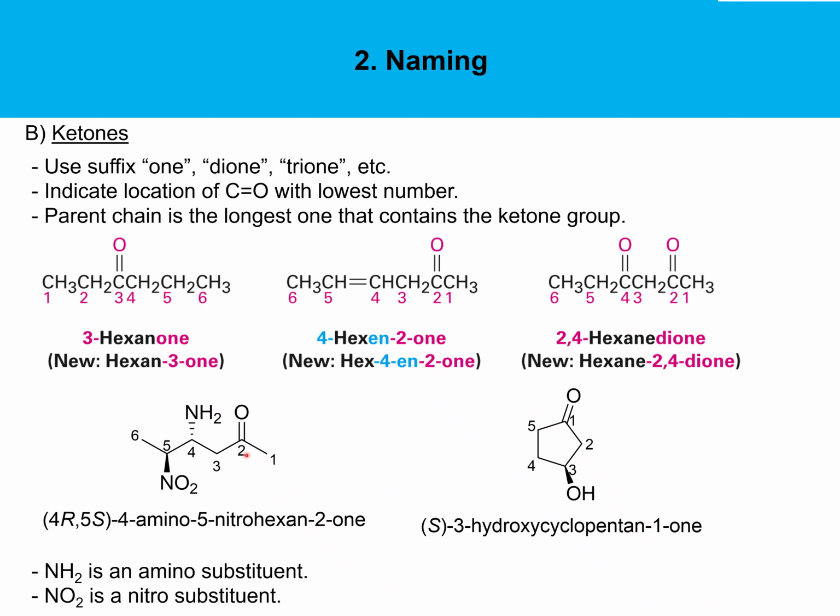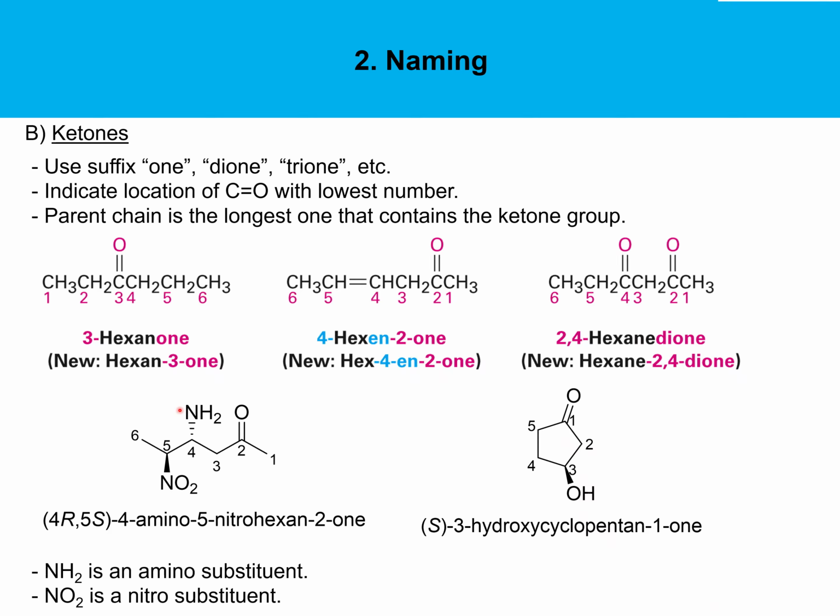The next example has 6 carbons, and it has a carbonyl on the second carbon from the right side. So we would name this as hexane-2-one. It has 2 substituents, an amino group on carbon 4 and a nitro group on carbon 5. If we alphabetize those groups, we would have on carbon 4 an amino group, and then 5 nitro, hexane-2-one. And then lastly, we add the stereochemistry.